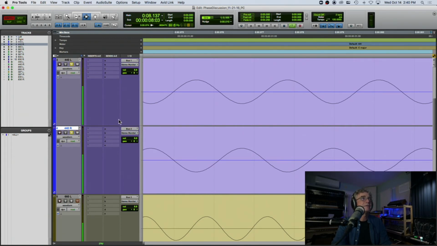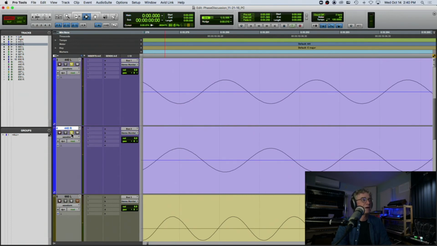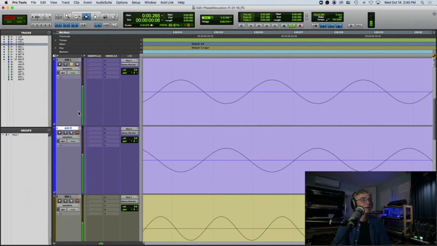Now, are you hearing anything right now? It's very, very soft, correct? I'm hearing nothing. Right, you're hearing nothing. If I unsolo the bottom one so that only the top one is playing, you're hearing something, correct? Right. And now you're hearing nothing when they're both playing at the same time.